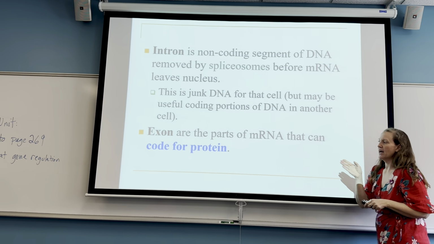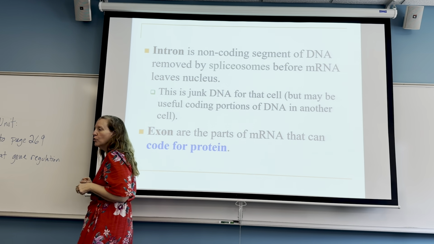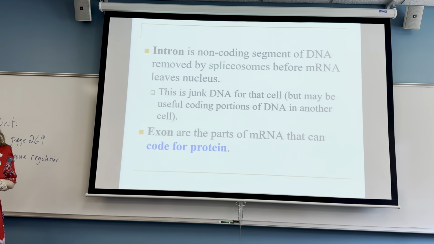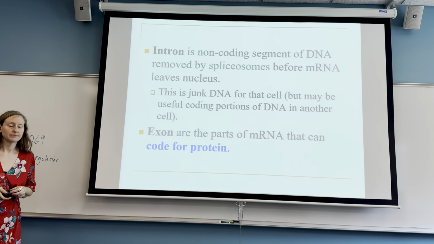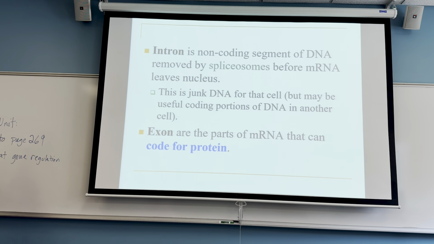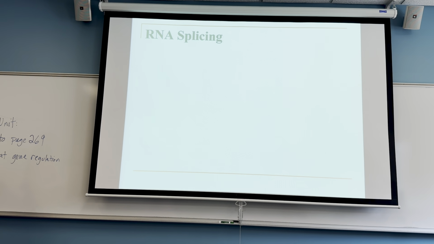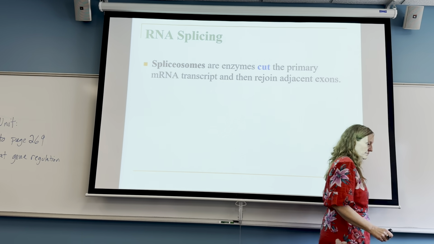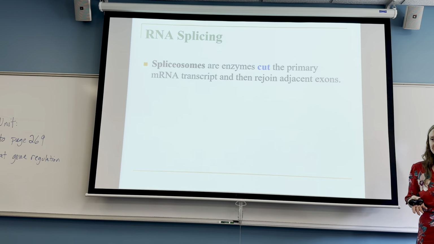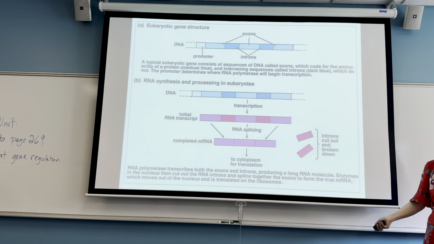All right, so remember the exons exit the nucleus and code for the protein, because they go and exit the nucleus to go to the ribosome where the protein is made. All right, these spliceosomes, they're an enzyme that cuts or splices out the introns. Good name for an enzyme that cuts something up, a splicer, a spliceosome.